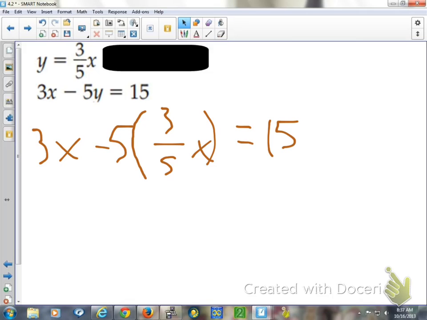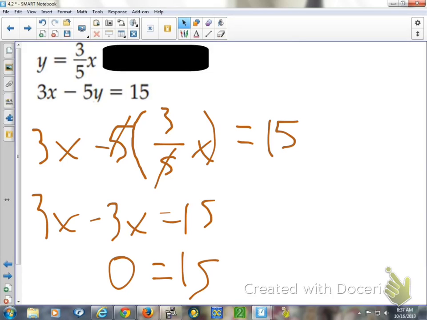Uh-oh, I think this is one of those that Gerard was talking about. Look what happens. 5 divided by 5 cancels. You're left with 3x minus 3x equals 15. What's 3x minus 3x? 0. Now, 0 equals 15. Is that a true or false statement? It's false. Do you think that means we're going to have infinitely many solutions or no solutions? Very good. A false statement means no solution.